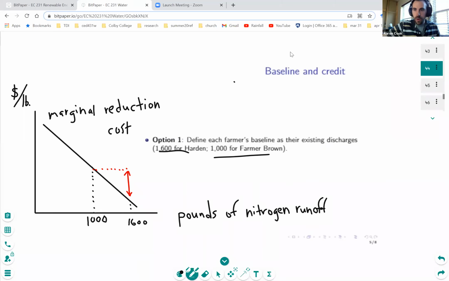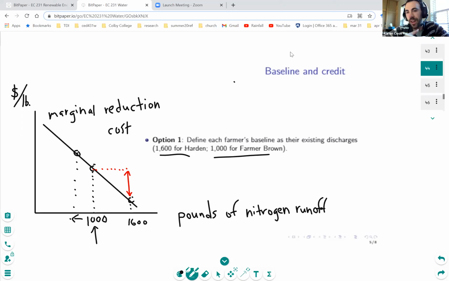Now, one of the problems is if Farmer Brown is already at 1,000 pounds per year, his marginal reduction costs are a lot higher. So if he wants to generate credits, he has to move below 1,000 and get something below that, which is going to have a higher marginal cost. So it's going to be more expensive for Farmer Brown to generate credits. Whereas James Harden is starting from a baseline of 1,600, his reductions are going to be relatively cheap.